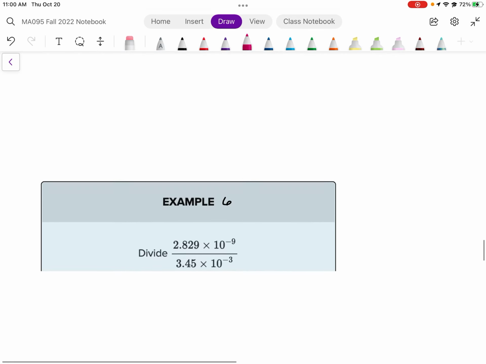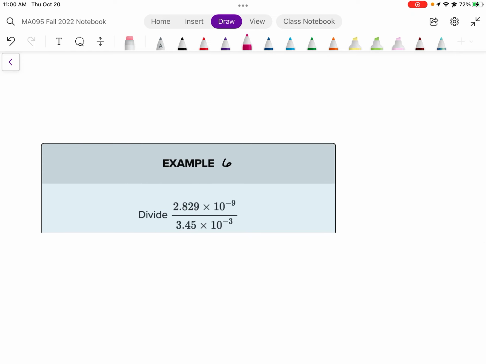All right, next one, dividing. So division is very similar. We can say we're going to divide these two and multiply it times that. Okay, so you can rearrange multiplication. There's no addition in here, so you can rearrange and do things in any order. So 2.829 divided by 3.45 is 0.82. And then we've got times, and then we've got 10 to the negative 9 minus negative 3, because they're divided. All right, so that is 10 to the negative 9 plus 3, so that is 10 to the negative 6.